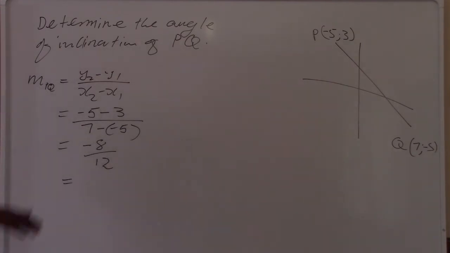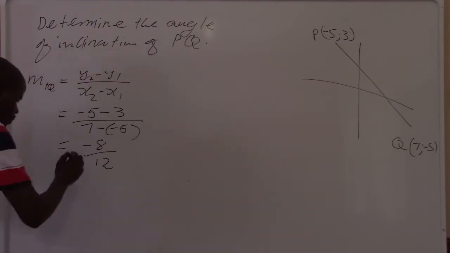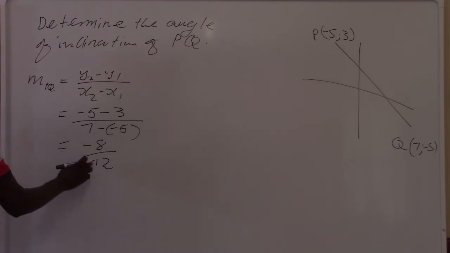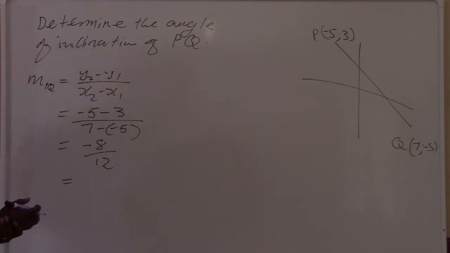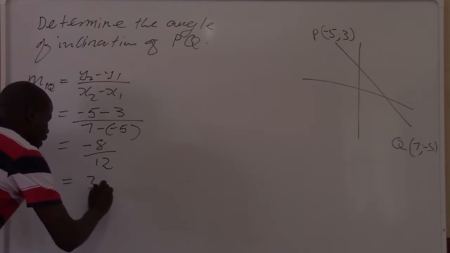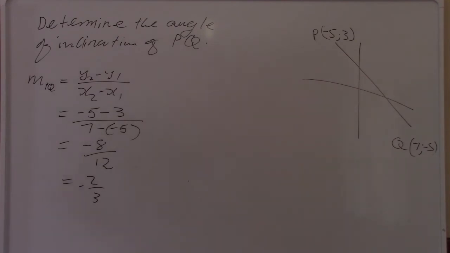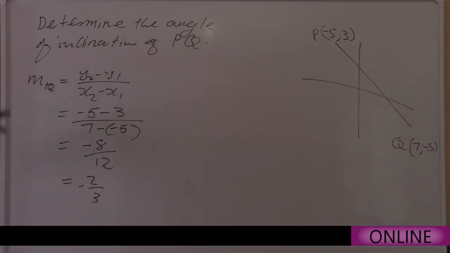And then if it's 12, when we simplify this and leave it as a standard fraction, then we will have, because the 8 and the 12, their highest common factor is 4. So 4 into 8 is 2, and into 12 is 3. So the gradient there is negative 2 over 3. So if we have negative 2 over 3, now we need to find the angle.